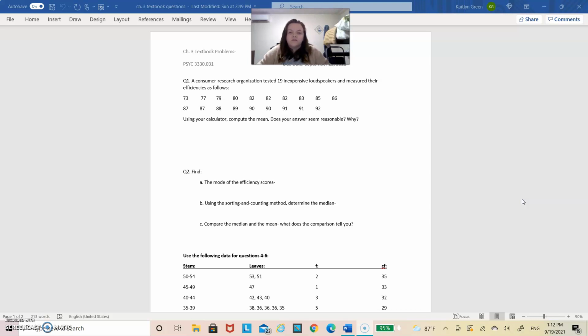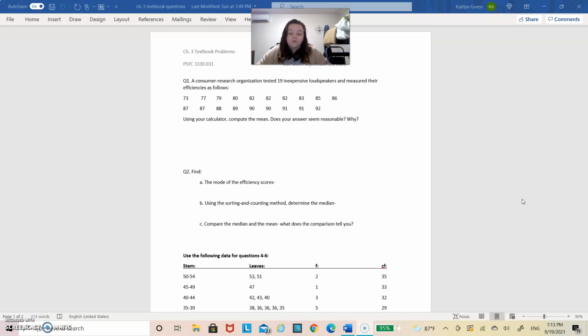As you can see, everything's already organized, and it's simply asking to compute the mean. There are 19 numbers, and we add them all up and then divide by the number that are there. So I ended up getting x bar, or the average, is equal to 84.95. It then asks, why is this reasonable?